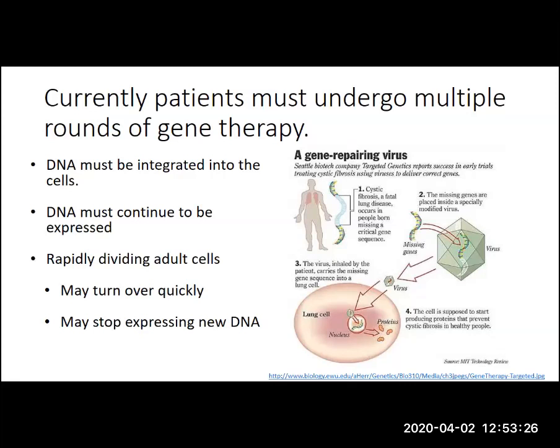There's also evidence that at least some of these cells may stop expressing that new DNA. And therefore, once they stop expressing the DNA, we have to go through and do another round of gene therapy to insert the DNA into a new set of cells, hopefully to get those cells to express the DNA and treat the condition that we're trying to correct.